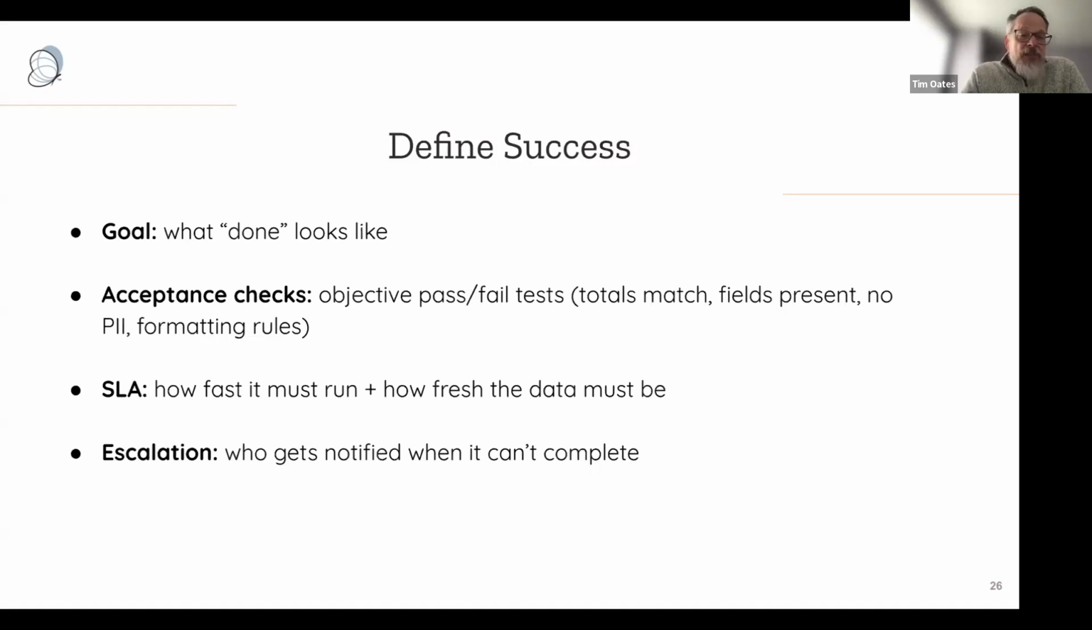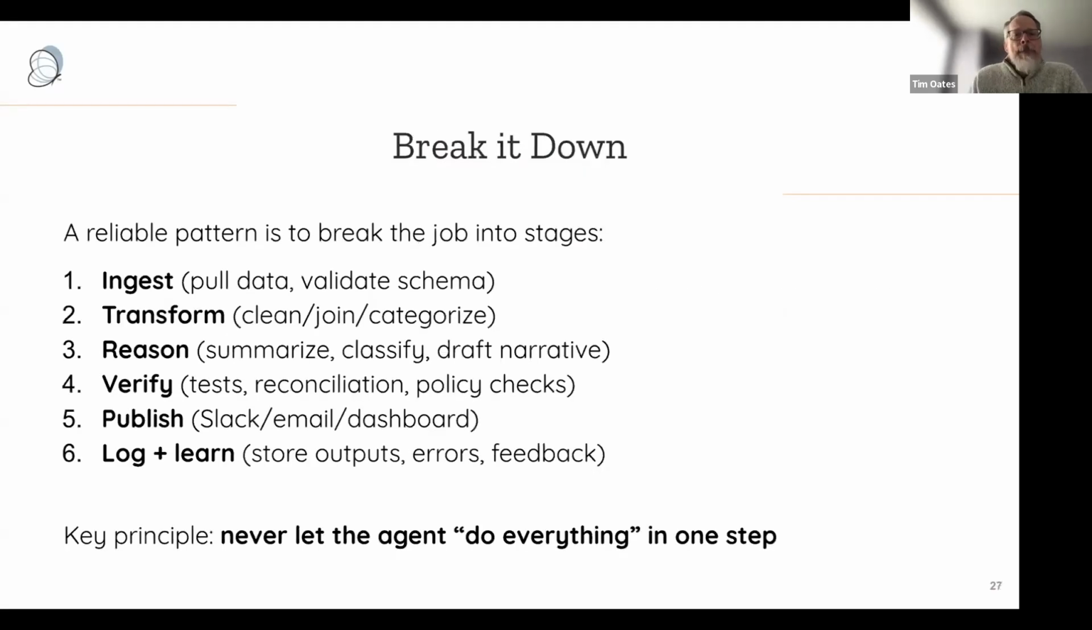You have to have an SLA. How fast does it have to run? How fresh does the data need to be? And then importantly, you need to think about what happens when it can't complete, right? Is there a path if the code breaks or if the API isn't accessible?